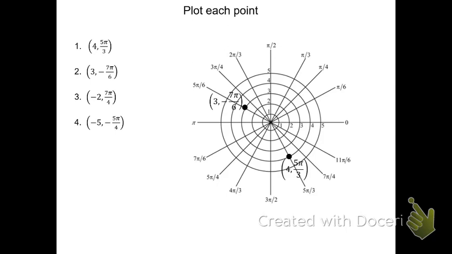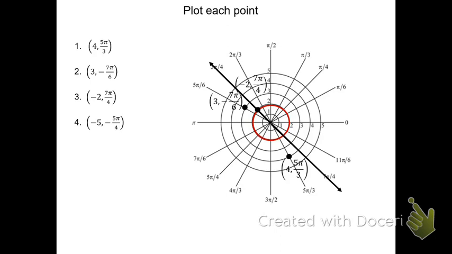To plot negative 2, 7 pi over 4, we'll start by finding the second circle. We'll go to where 7 pi over 4 is, but instead of moving in this direction, we're going to move in the opposite direction. So we're going to go this way instead. And then where it intersects on that radius of 2, that's going to be our coordinate. So this point right here would be negative 2, 7 pi over 4.